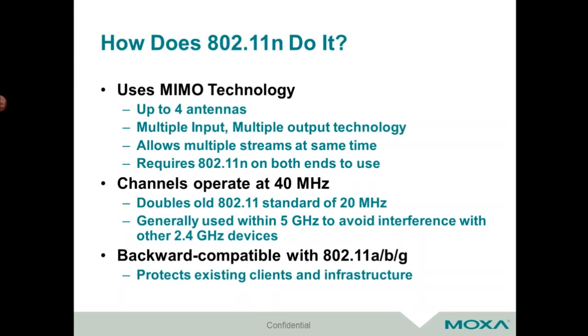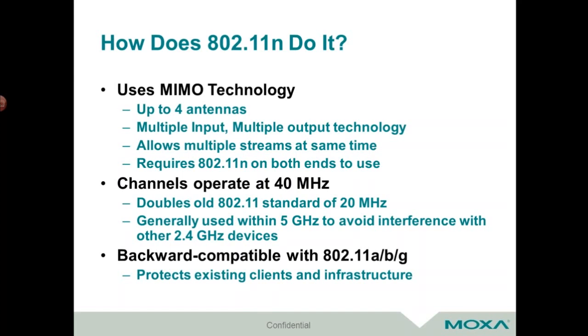802.11n uses 40 megahertz. You can think of this like a volume of water that flows through a pipe. If you've got a small diameter pipe, you only have a small amount of water that can flow through it. But if all of a sudden you double the size of that pipe, you have a significantly larger volume of water that can flow through it. It's very similar with wireless channels. The wider the channel, the more data can flow through it. And finally, 802.11n is nice because it's backwards compatible with the older A, B, and G standards.